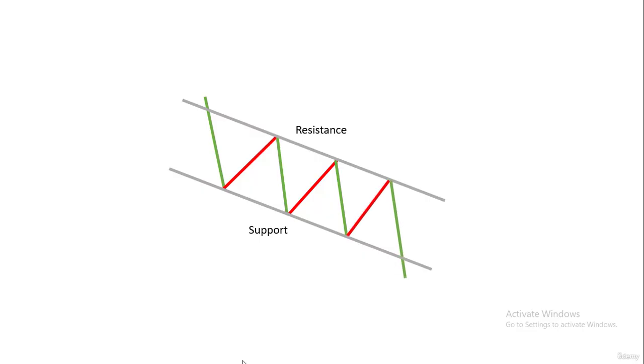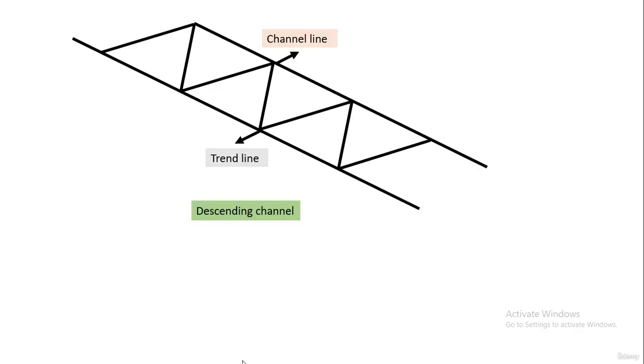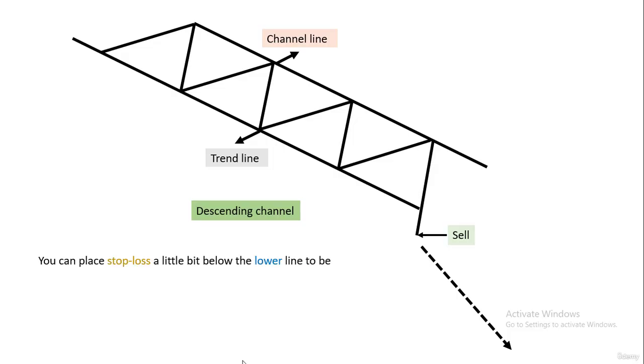In a descending channel, taking a long position is a viable option when the price touches the lower trend line of a falling channel. On the other hand, you can take a short position when the price breaks below the lower channel line of a descending channel. You can place a stop loss a little bit below the lower line to be on the safe side and avoid losses. Let's see the real chart example.